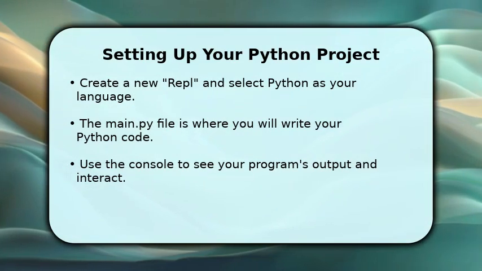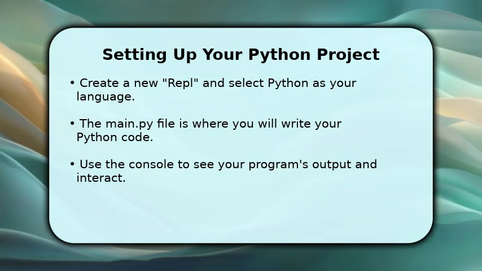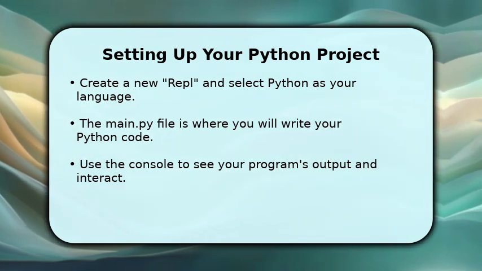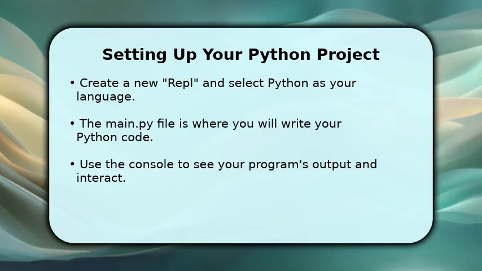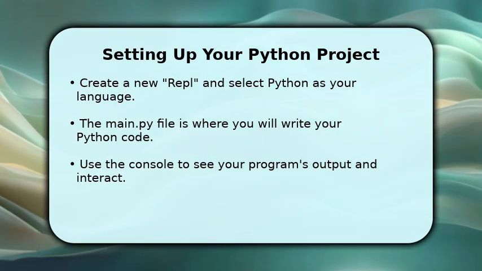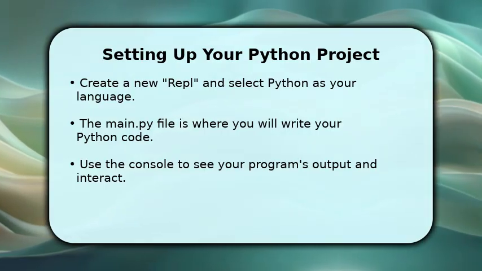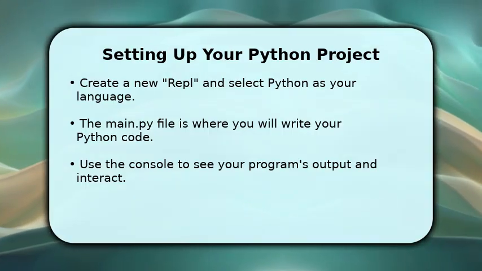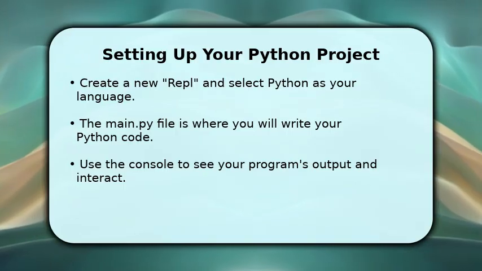Once logged in, click Create REPL and choose Python from the language options. This sets up your project workspace. You'll see a file named main.py where you'll type your Python instructions. The console window on the right displays your program's output and allows for user input. This setup makes it incredibly easy to jump right into coding and see your results instantly.